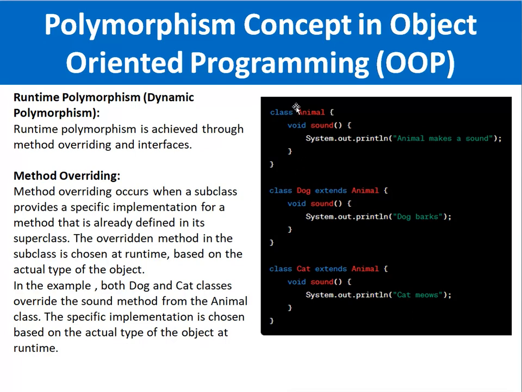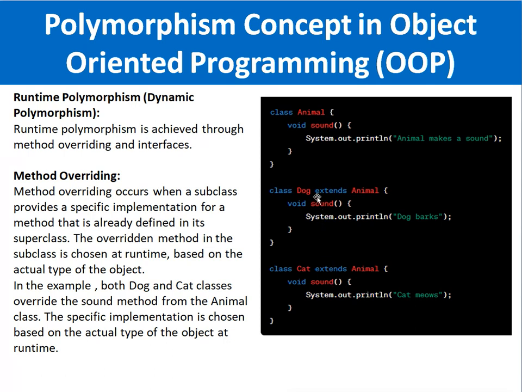For example, just take this example, try to understand the method overriding here. Class Animal has a method sound, which just prints the line "Animal makes a sound". This is the base class or parent class. The class Dog extends, or you can say it basically inherits, from the Animal class, and it also has a void sound method. Another class, Cat, extends from the Animal class, and it also has the sound method here. This is the concept of inheritance.